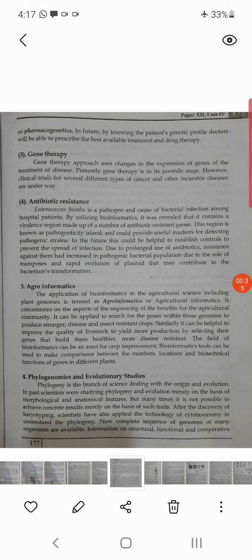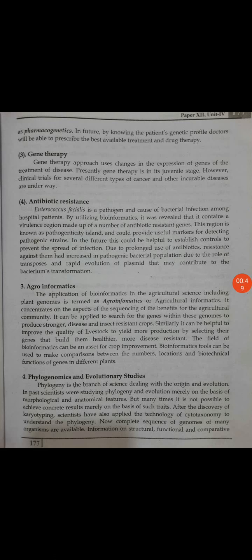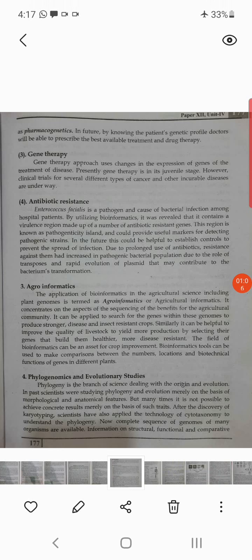Then the fourth one is antibiotic resistance. So in antibiotic resistance, what happened? E. faecalis is a pathogen and causes bacterial infection among hospital patients. By utilizing bioinformatics, it was revealed that it contains a virulence region made up of a number of antibiotic resistance genes, and that region is called a pathogenicity island. So if we analyze that sequence, it could provide useful markers for detecting the pathogenic strains, and in the future could be helpful to establish controls to prevent the spread of infection.